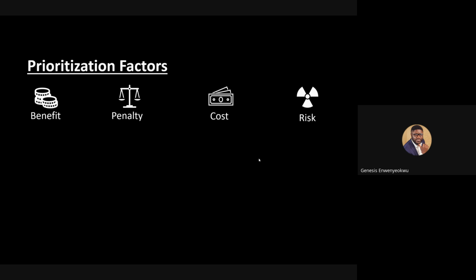Another one is risk. Risk is another criteria or factor that we use in prioritizing requirements. The risk of not completing a particular implementation. There's what we call technical debt. Technical debt is more or less like, I don't know how to put it in a much more explanatory way for you to understand.